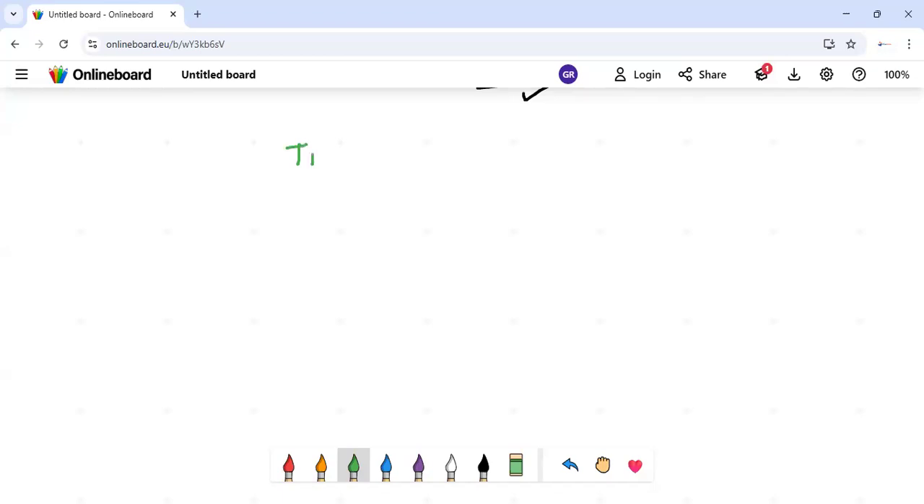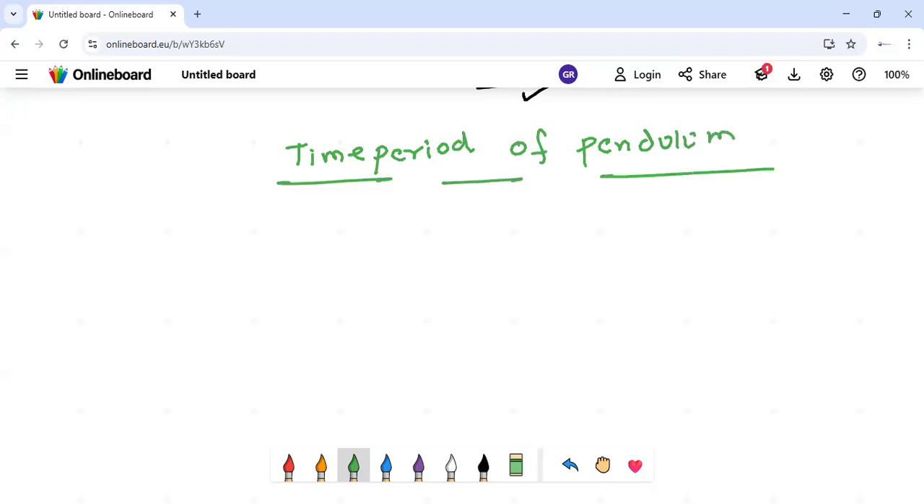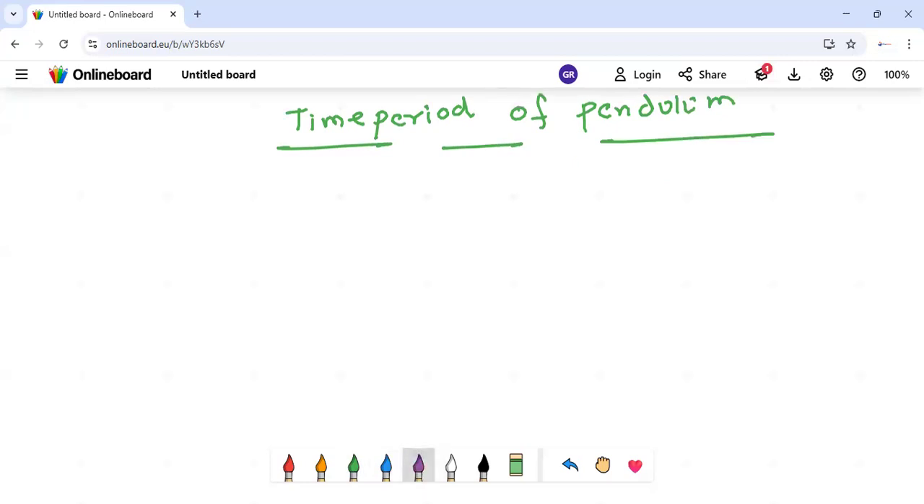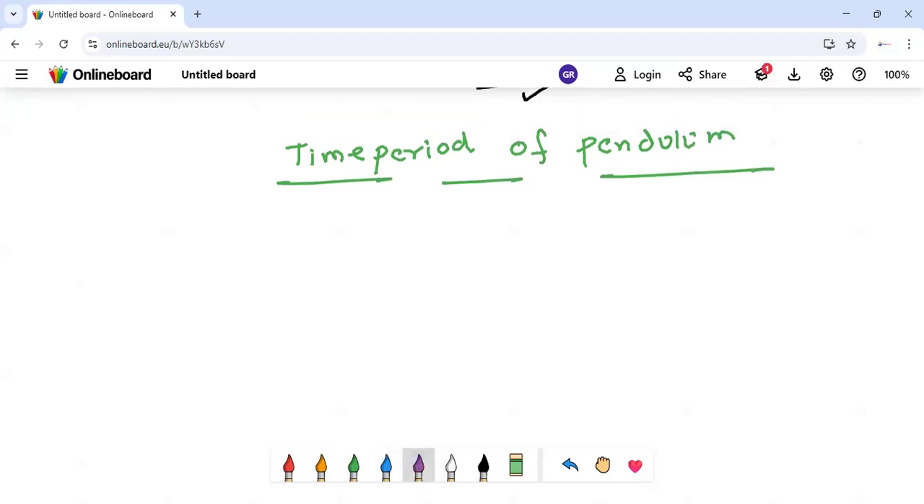Time period of pendulum. This is also something you will learn in oscillation, but I'm sure that if I give you the formula, you will understand the part required for thermal expansion. You all know what a pendulum is, but you may not know its time period. The time period of the pendulum is 2 pi under root L by G.